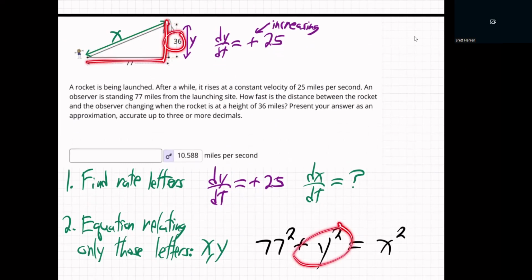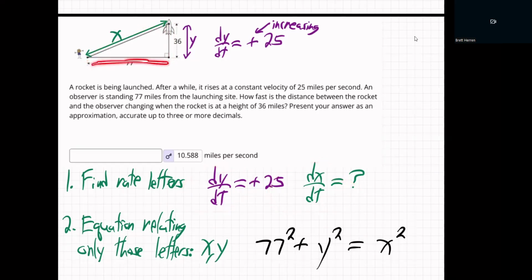Well, because I need y, right? I need y and I need x, and this is x. So I knew I needed y and x. So I'm going to use y, not the 36 right now. I'll put 36 in at the end. But for now, I need 77, y, and x.